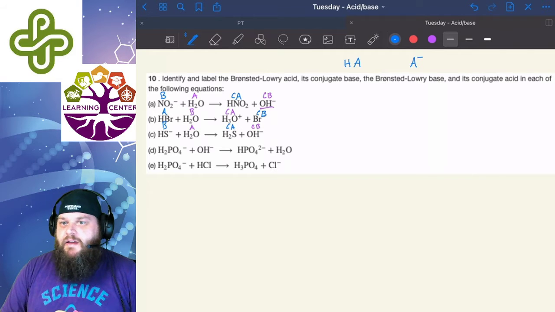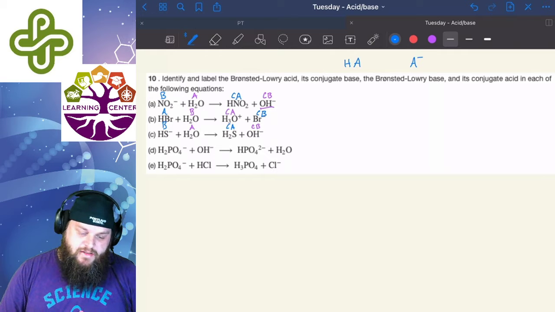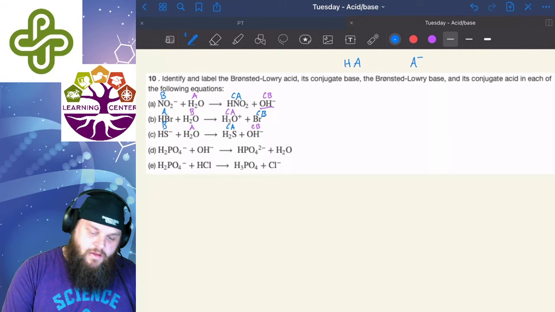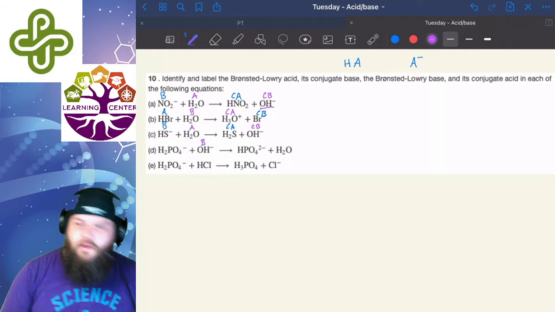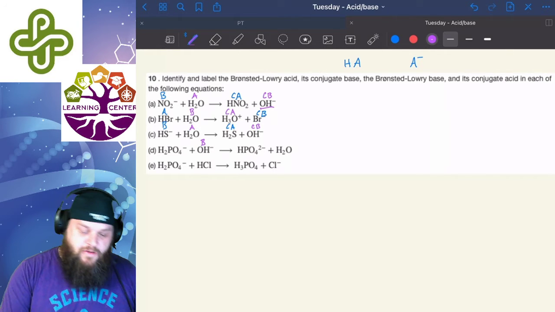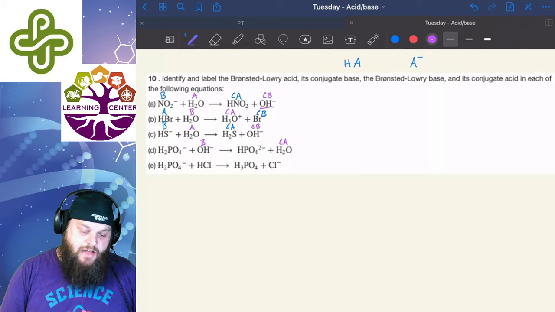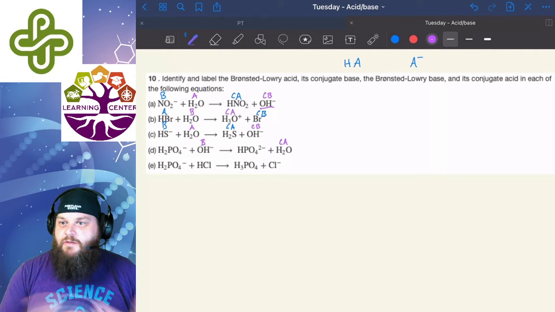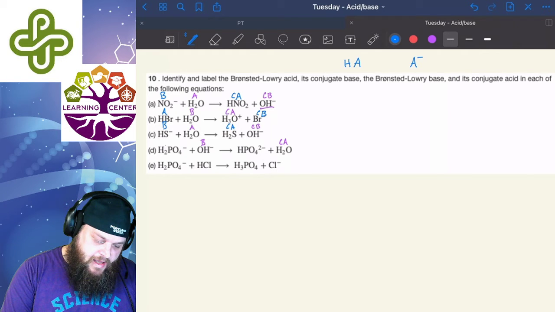For part D, we see H2PO4 minus plus OH minus producing HPO4 2 minus plus H2O. In this case, we have this OH minus, this hydroxide, which is acting as a base, and it's producing water on the right hand side, so that would be its conjugate acid. And that H2PO4 minus, although it has 2 hydrogens to lose, loses one of those to create that HPO4 on the right. So this would be an acid, and this would be a conjugate base.